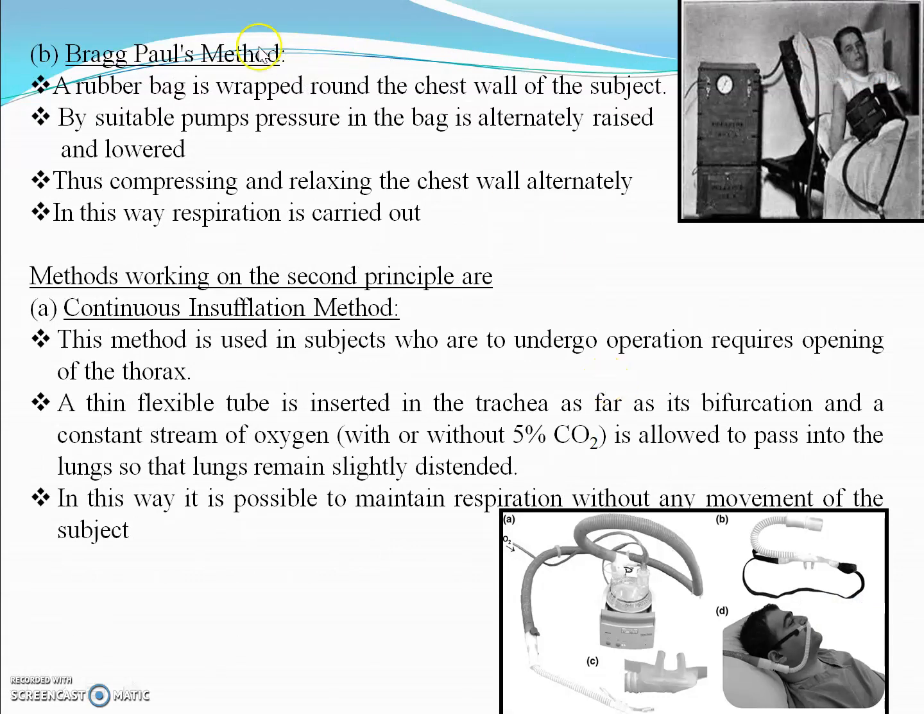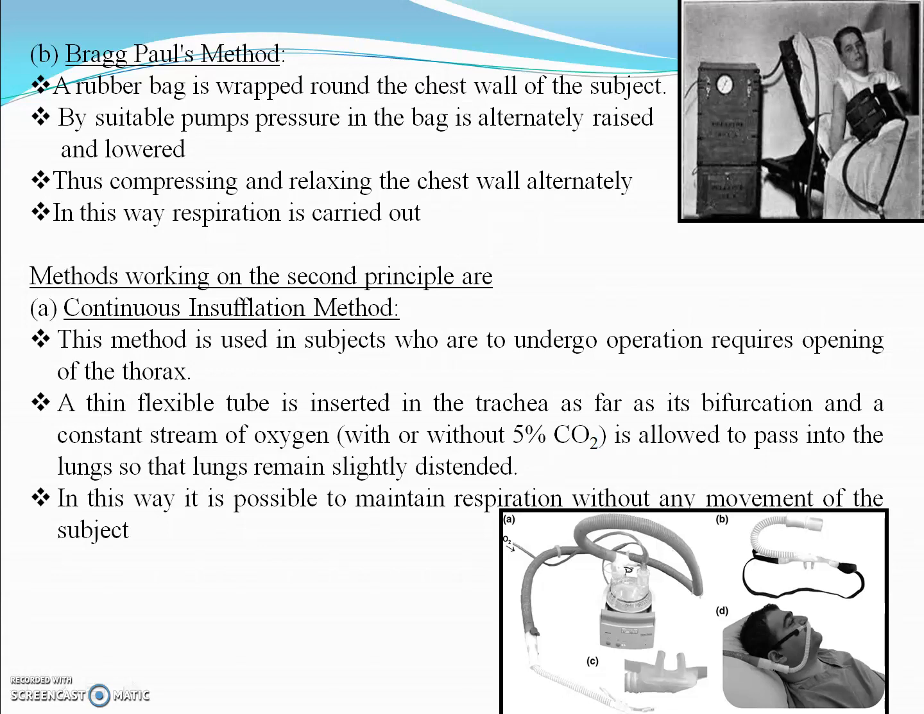The next is the Bragg-Paul method. In the Bragg-Paul method, a rubber bag is wrapped around the chest. This is the picture showing the rubber bag wrapped around the chest wall. By a suitable pressure pump, the pressure in the bag is alternately raised or lowered, and the compressing and relaxing of the chest wall causes respiration.